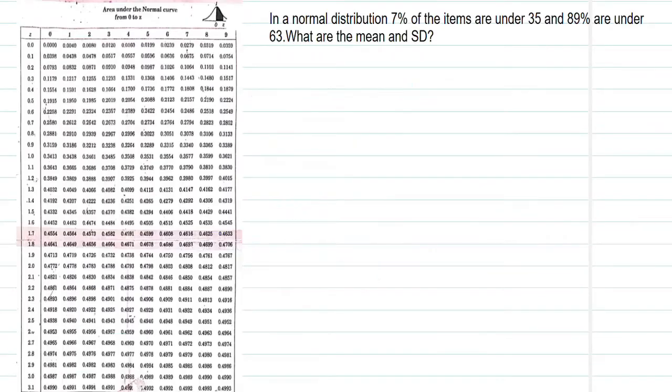The problem goes like this. In a normal distribution, 7% of the items are under 35 and 89% are under 63. What are the mean and standard deviation? So this is the kind of problem we are having. We have been given that it is normally distributed. The second thing is that we have been given percentages, 7% and 89%. We don't know the value of z.